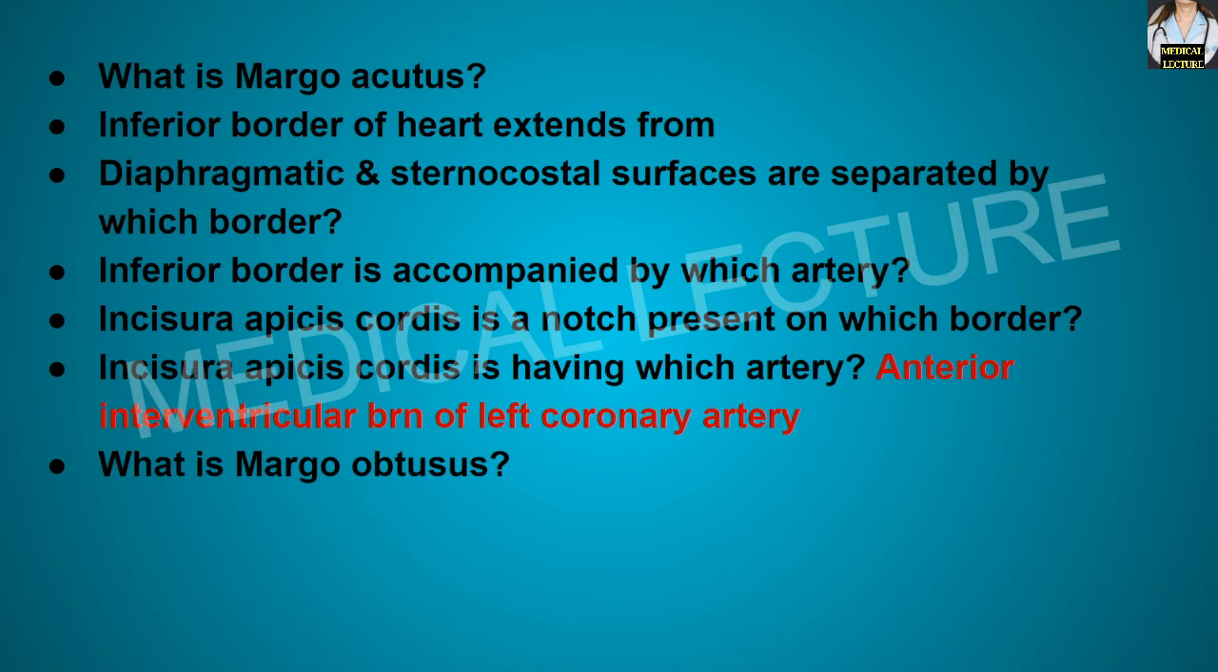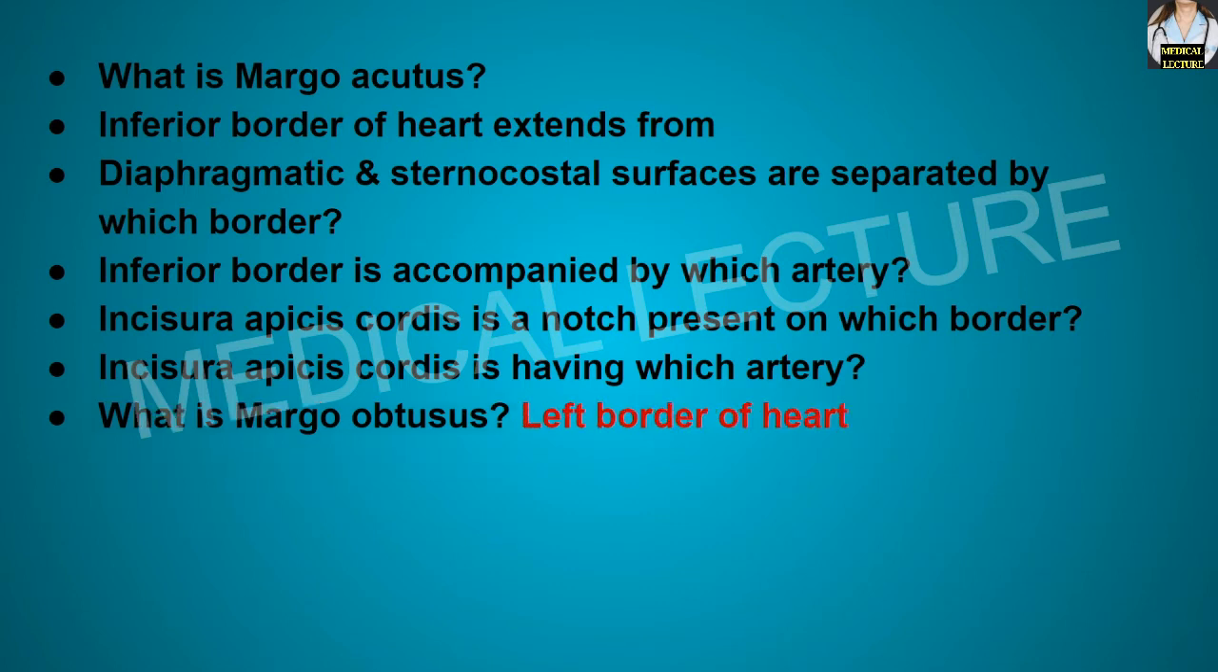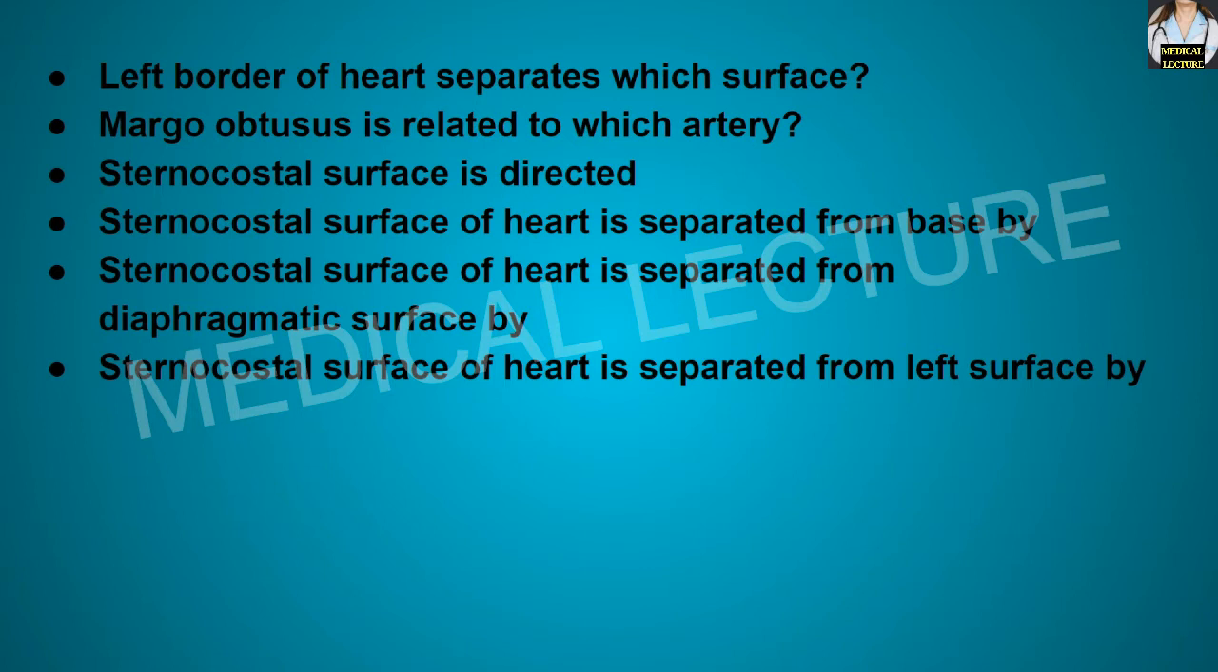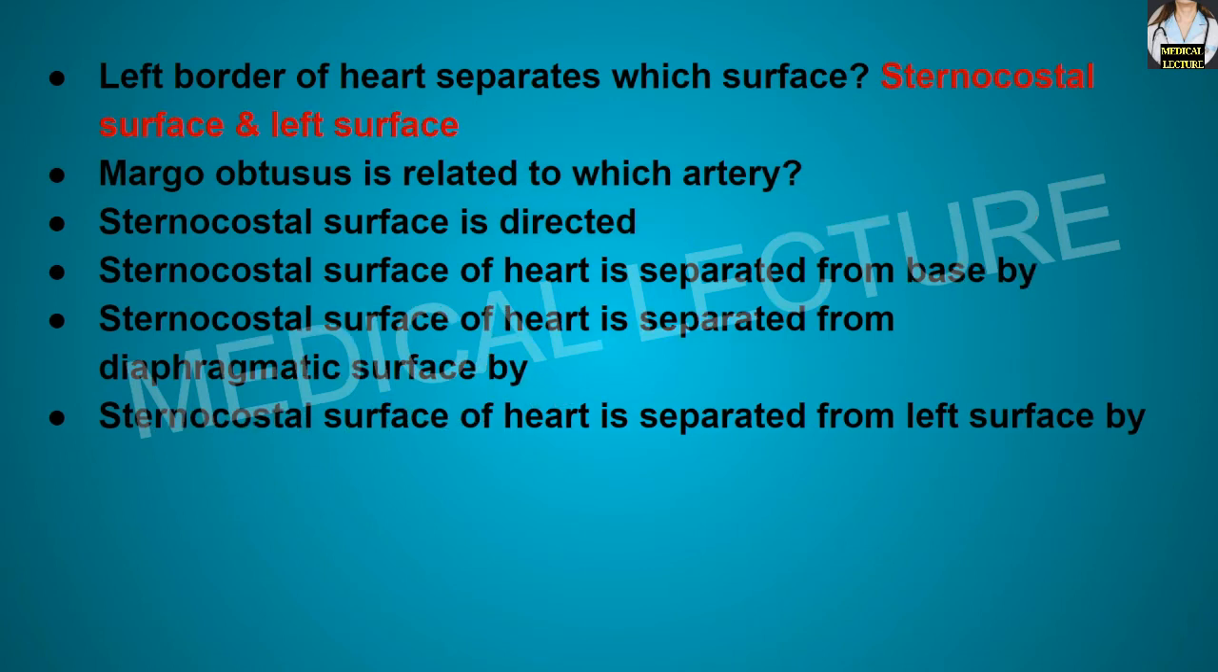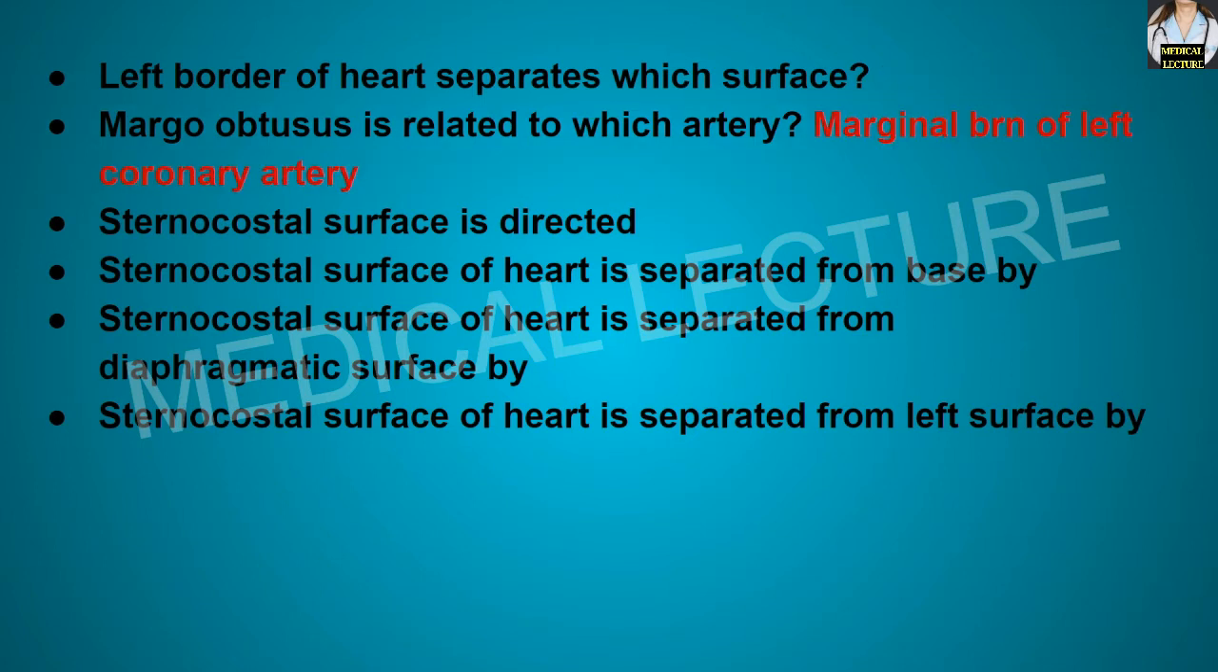What is margo obtusis? Margo obtusis is the left border of the heart. So margo acutis is the inferior border of the heart and the margo obtusis is the left border of the heart. Left border of the heart separates which surfaces? It separates sternocostal surface and the left surface. Margo obtusis is related to which artery? It is related to the marginal branch of the left coronary artery.